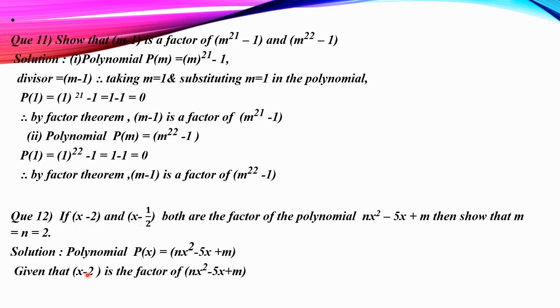So taking the factor as x minus 2, we get, substituting x is equal to positive 2 in the polynomial, it should be equal to 0 as x minus 2 is already the factor. Substituting the value, we get P(2) is equal to n multiplied by 2 raised to power 2 minus 5 into 2 plus m. Therefore, 0 is equal to, since it is a factor, the remainder should be 0, which is equal to 4n minus 10 plus m. Now that will be equation number 1.